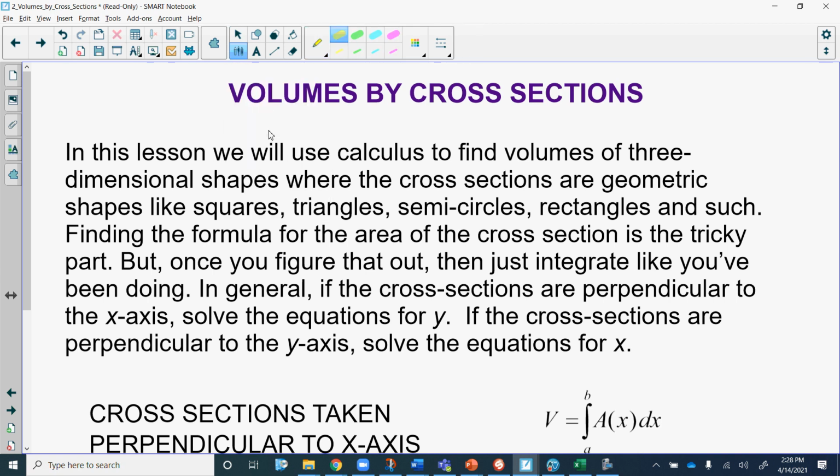That's kind of illustrated here in the text at the bottom. Of course, there are going to be generic shapes that we're going to be looking for the cross-sectional areas of: squares, triangles, semicircles, things like that. We will look at some triangles a little bit differently than you would have in geometry. If the cross-sections are perpendicular to the x-axis, we solve our equation in terms of y, like you're used to doing. But if the cross-sectional areas are going to be perpendicular to the y-axis, meaning that we have some kind of horizontal cross-section, we have to solve our equations in terms of x instead of y.